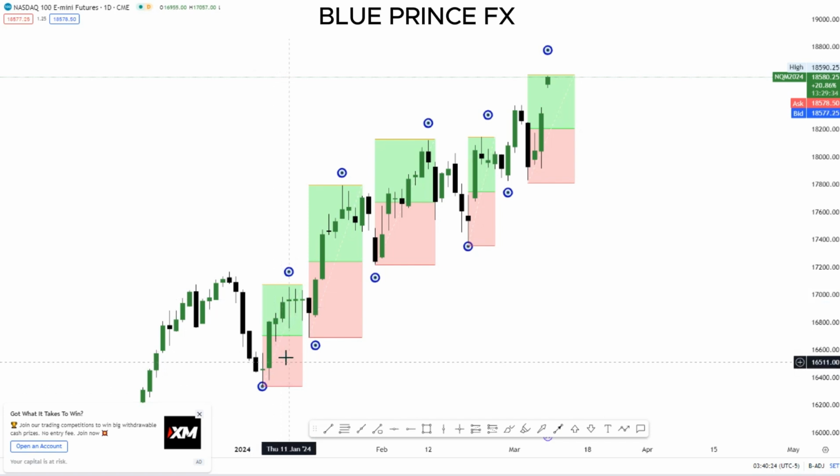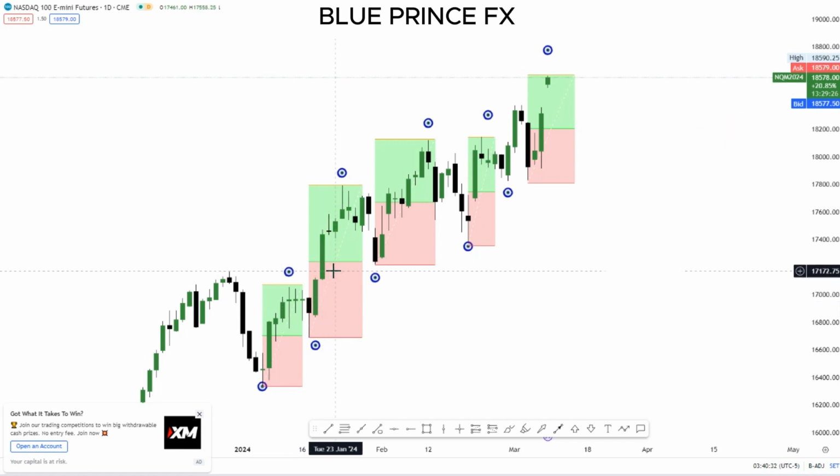You have to wait for the market to get into this discounted market so that you can buy, or the market to get into a premium market so that you can sell. So let's look at this example, let's use this example here.